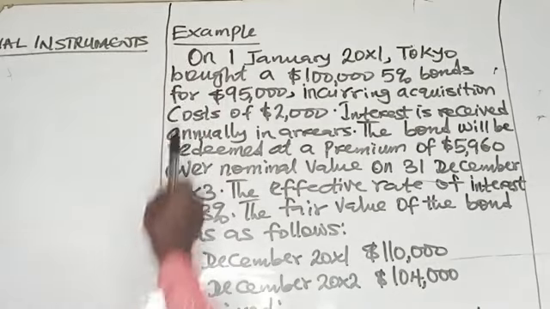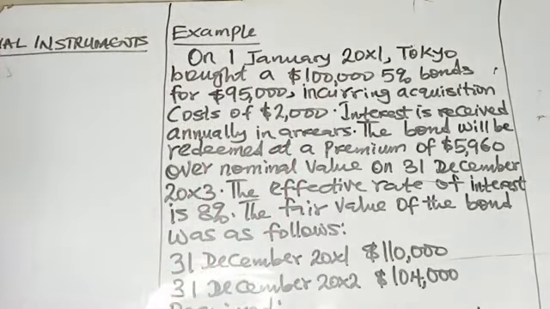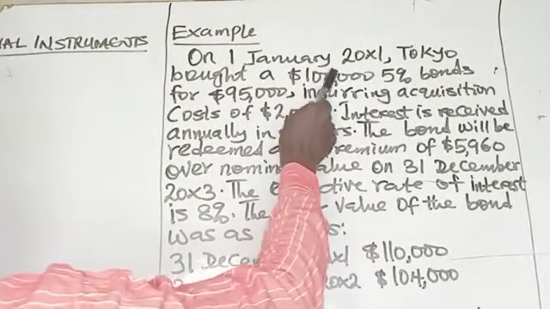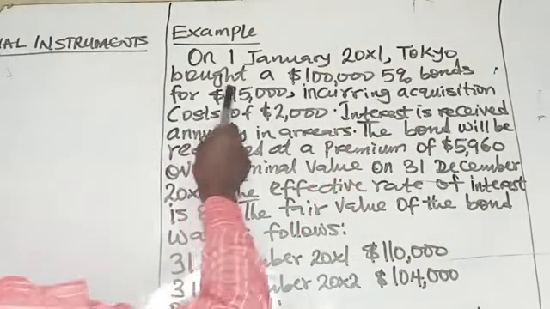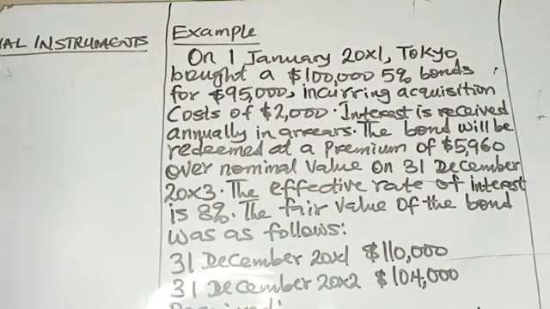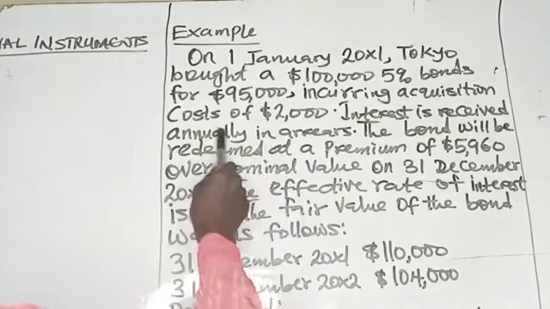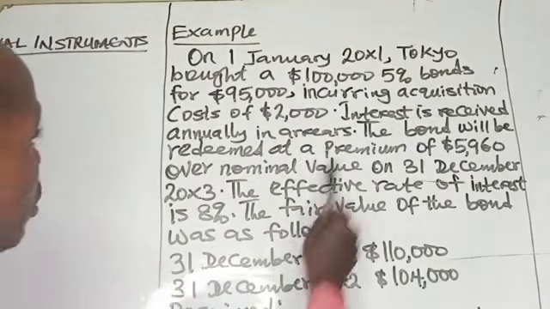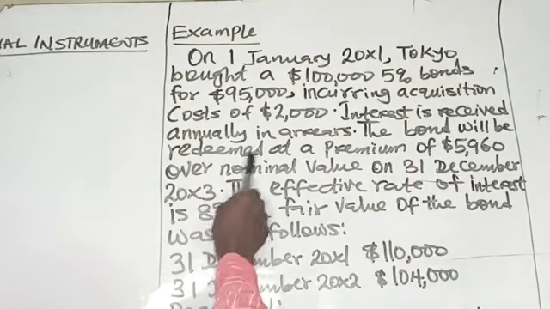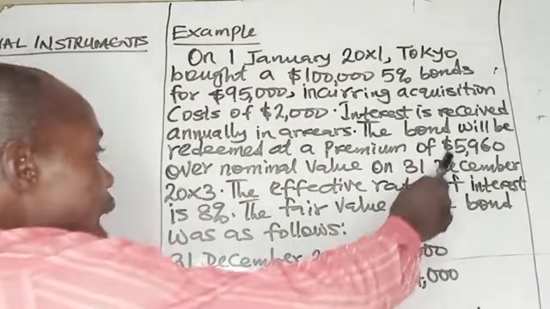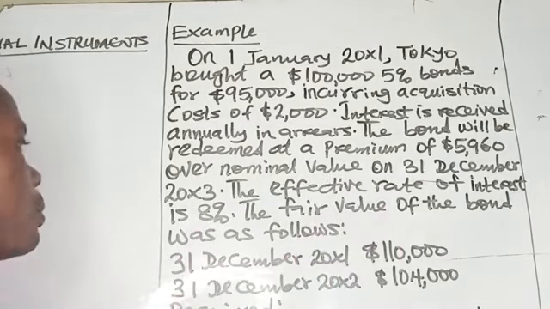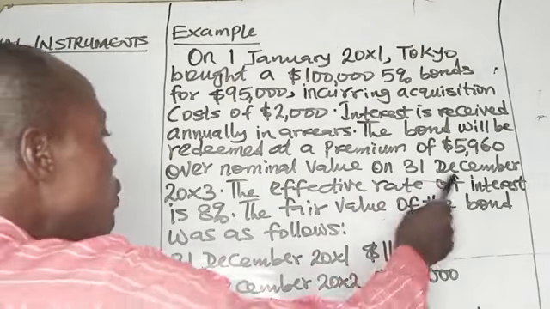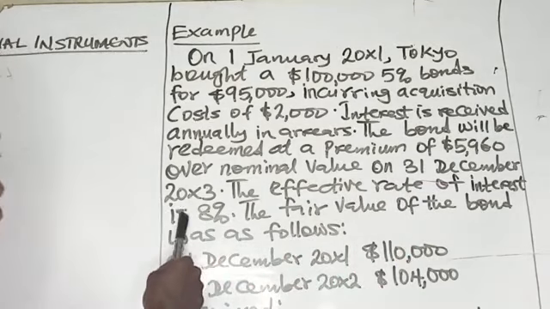Example: on 1st January 20X1, Tokyo bought $100,000 5% bonds for $95,000, incurring acquisition costs of $2,000. Interest is received annually in arrears. The bond will be redeemed at a premium of $5,960 over nominal value on 31st December 20X3. The effective rate of interest is 8%.